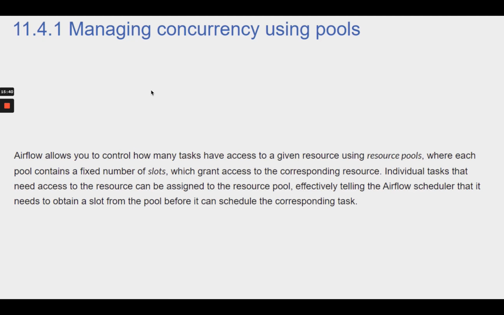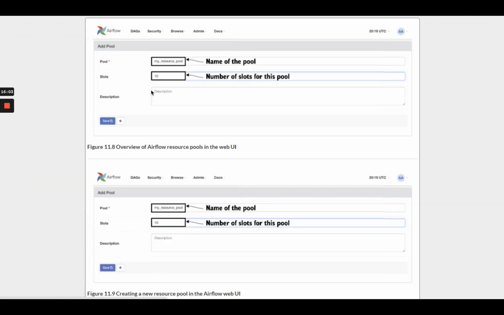Airflow allows you to control how many tasks have access to a given resource using resource pools, where each pool contains a fixed number of slots, which grant access to the corresponding resource. Individual tasks that need access to the resource can be assigned to the resource pool, effectively telling the Airflow scheduler that it needs to obtain a slot from the pool before it can schedule the corresponding task. You can create a resource pool by going to the Admin Pools section in the Airflow UI.